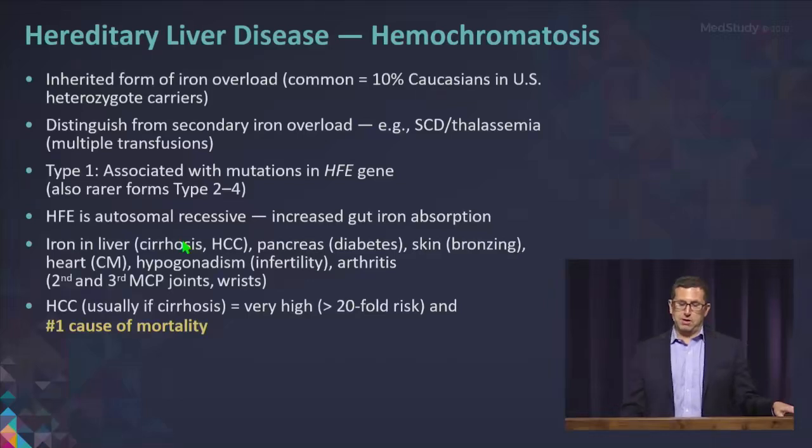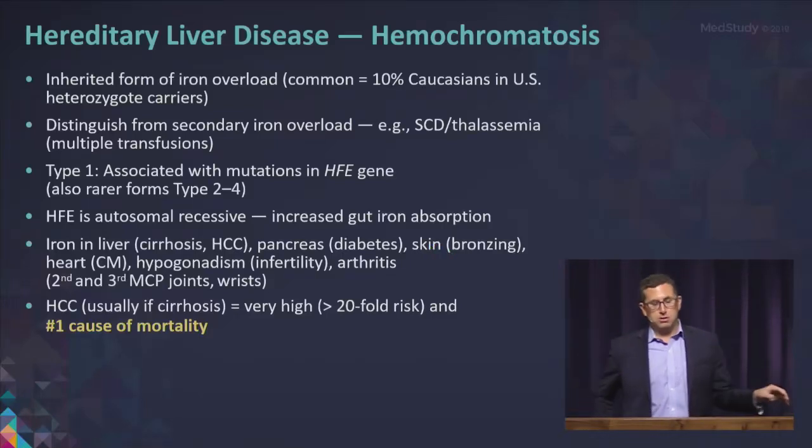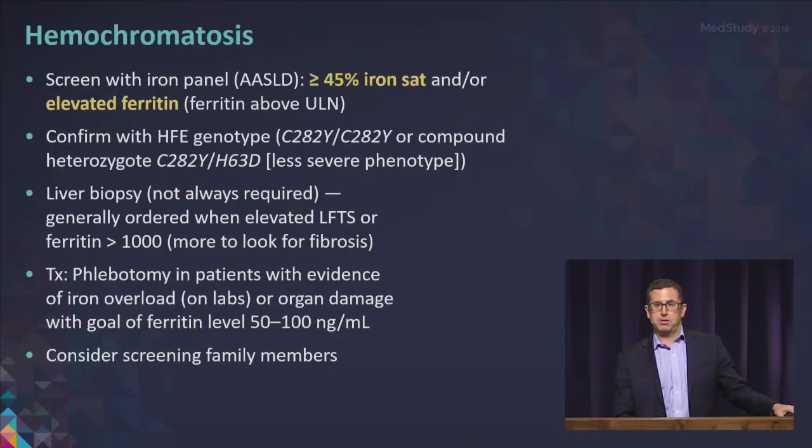Hemochromatosis can be associated with cirrhosis, HCC. It could be associated with diabetes due to iron deposition in the pancreas and iron deposition in the skin. That's where you get the bronze diabetes terminology from. It could also lead to arthritis and hypogonadism. And HCC, usually if there's cirrhosis, very, very high risk, and the number 1 cause of mortality in hemochromatosis patients.